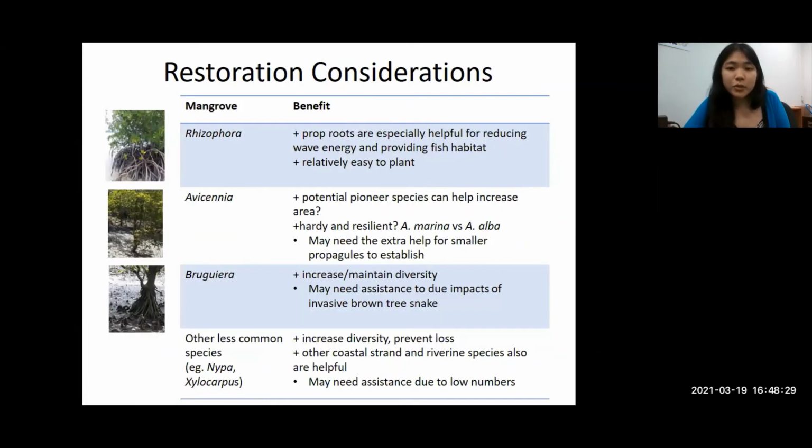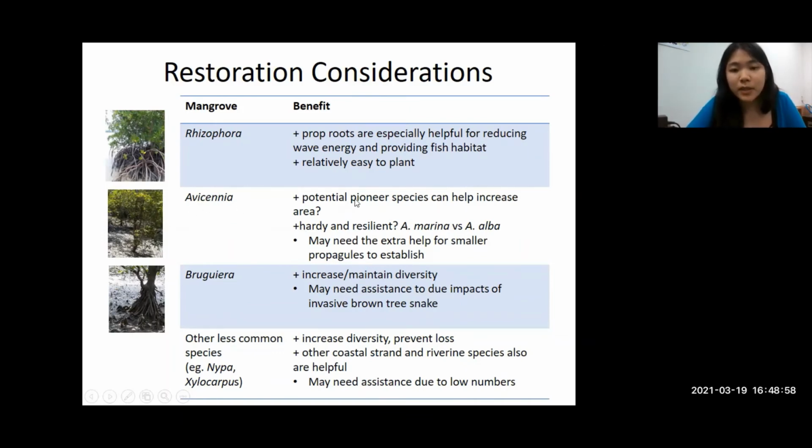And there are some different restoration considerations with choosing what to plant. For our Rhizophora, with their big prop roots, they're really great for providing fish habitat, a lot of structure for fish to hide in. They absorb a lot of wave energy, and they're also relatively easy to plant because their propagules are huge. So they're kind of an easy winner, but we also have other considerations to take as well.